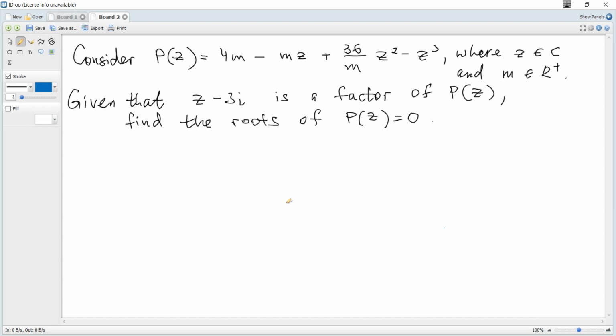We can see p of z equal to a given expression, where z is complex and m is real and positive. Given that z minus 3i is a factor of p of z, find the roots of p of z equal to 0.